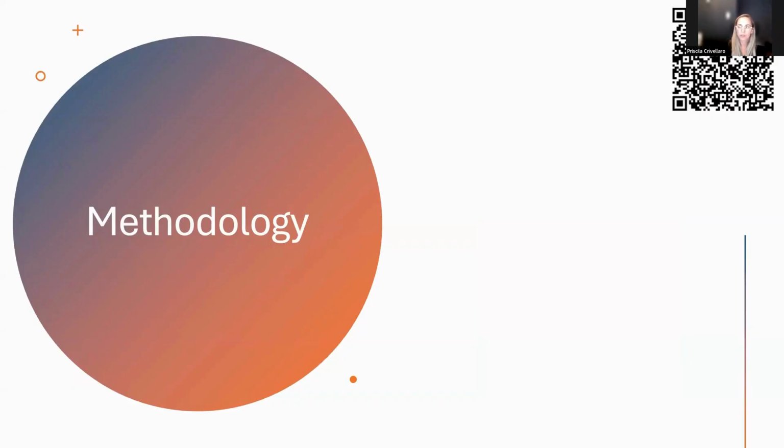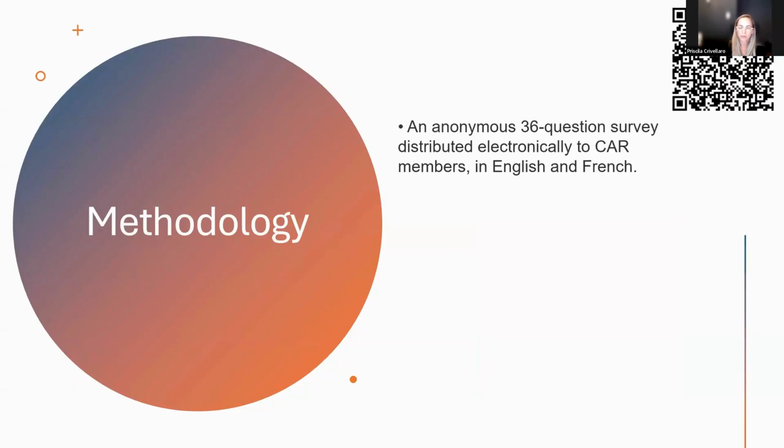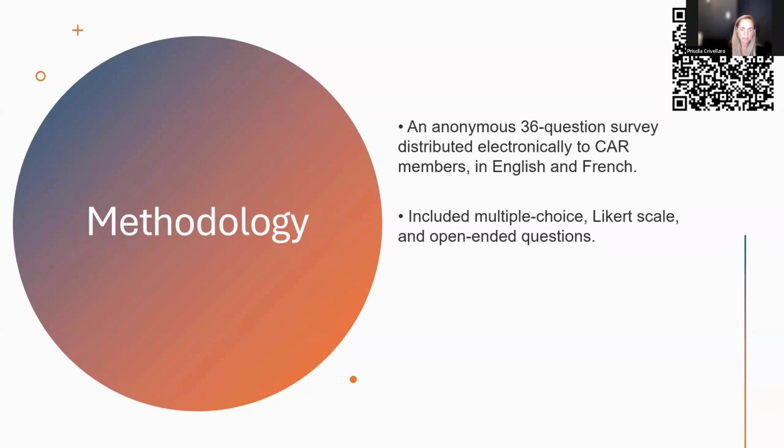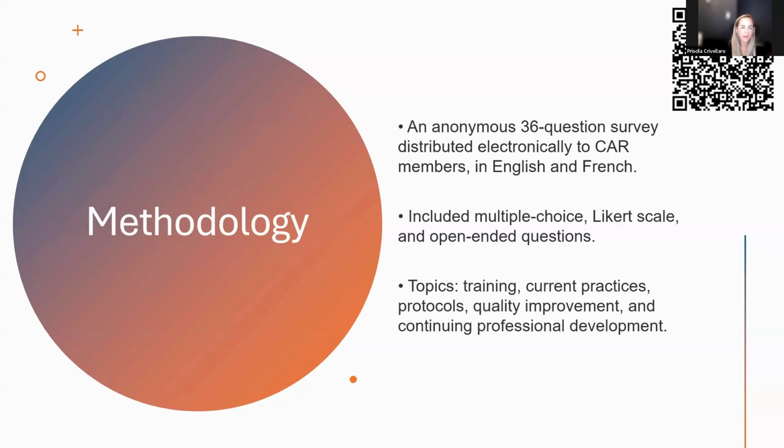The methodology of our survey basically was designed to capture a broad spectrum of information. So we wanted to ensure a holistic view of current practices and also perceptions of the members. It was an anonymous 36-question survey. It was distributed through the CAR platforms in English and French. It was available for 37 days. And we included several multiple choice, Likert scale, and also open-ended questions. We included, again, training, current practices, protocol, quality improvement, and continuing professional development. But unfortunately, our response was 89 radiologists. So the response rate was approximately 5%, which is lower than other radiology questionnaires. And we can come back to that a little bit in a moment.